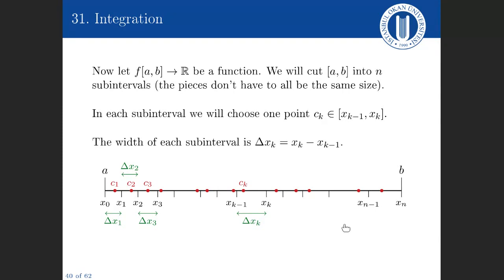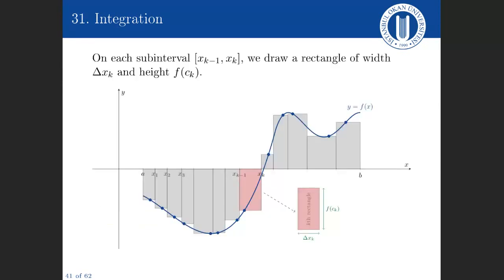The widths of these intervals are not always going to be the same. We need a way to refer to the width of the kth interval. The width of the kth interval we're going to call capital delta x subscript k, and this is going to be xk minus xk minus 1. On each one of these sub-intervals, we're going to draw a rectangle which has width capital delta xk and height f of ck. If the function is negative, then the rectangle will go downwards, so we're going to call this a rectangle of negative area. If the function is a positive function, the rectangle will go upwards. The kth rectangle, looking down bottom right now, is a rectangle of height f of ck and width delta xk.